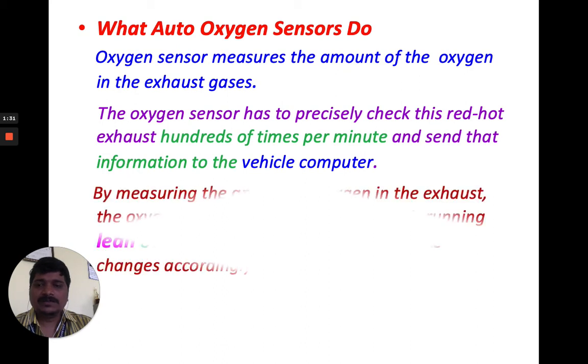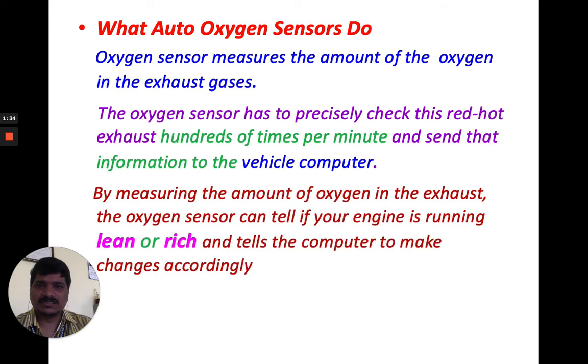Why do we have to measure this? By measuring the amount of oxygen in the exhaust, the oxygen sensor can tell if your engine is running lean or rich. As I told you, the importance of this oxygen sensor is that it detects lean or rich and tells the computer to make the changes accordingly. So this is a little introduction, usage and application of the oxygen sensor.